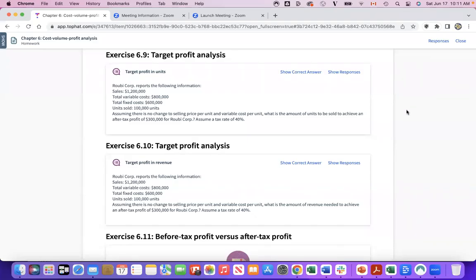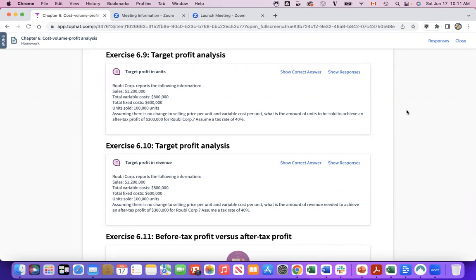All right, we're going to look at exercises 6-9 through 6-11. Here, looking at target profit analysis. Very similar to break-even analysis, but obviously here we are not concerned with break-even. We want to earn more than what we spend, so we want to earn that target profit.